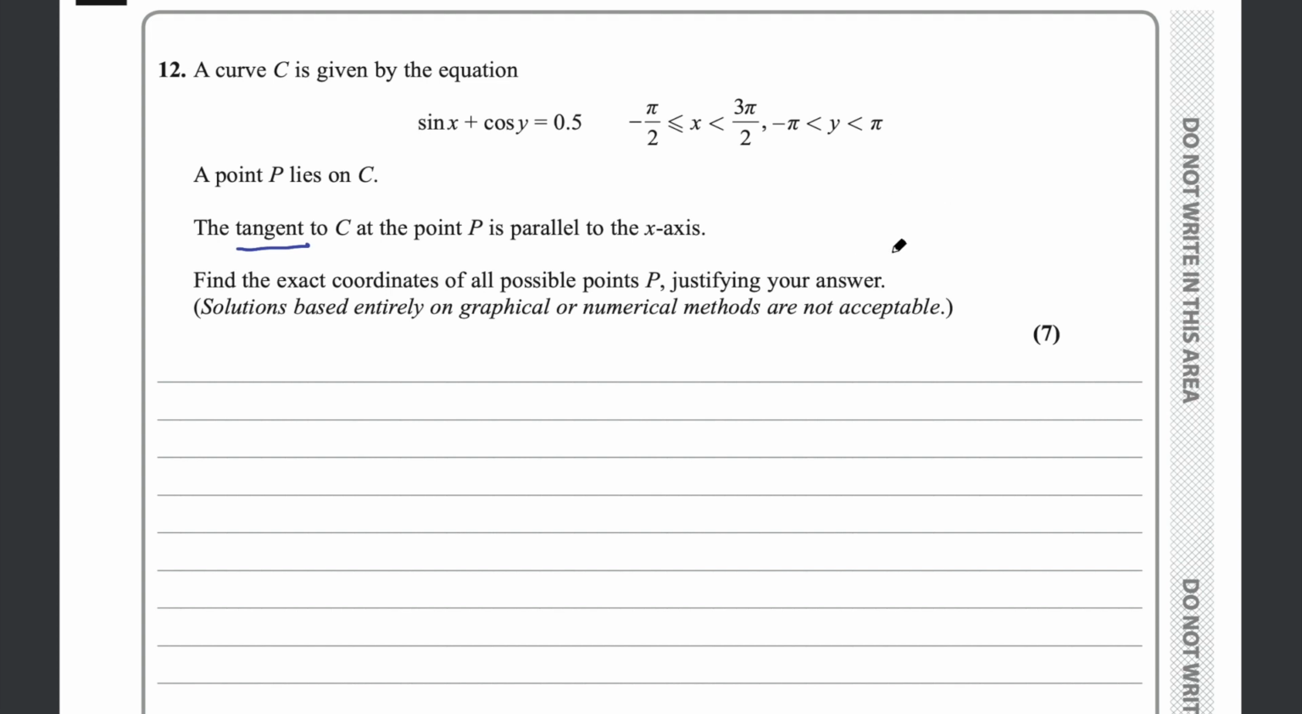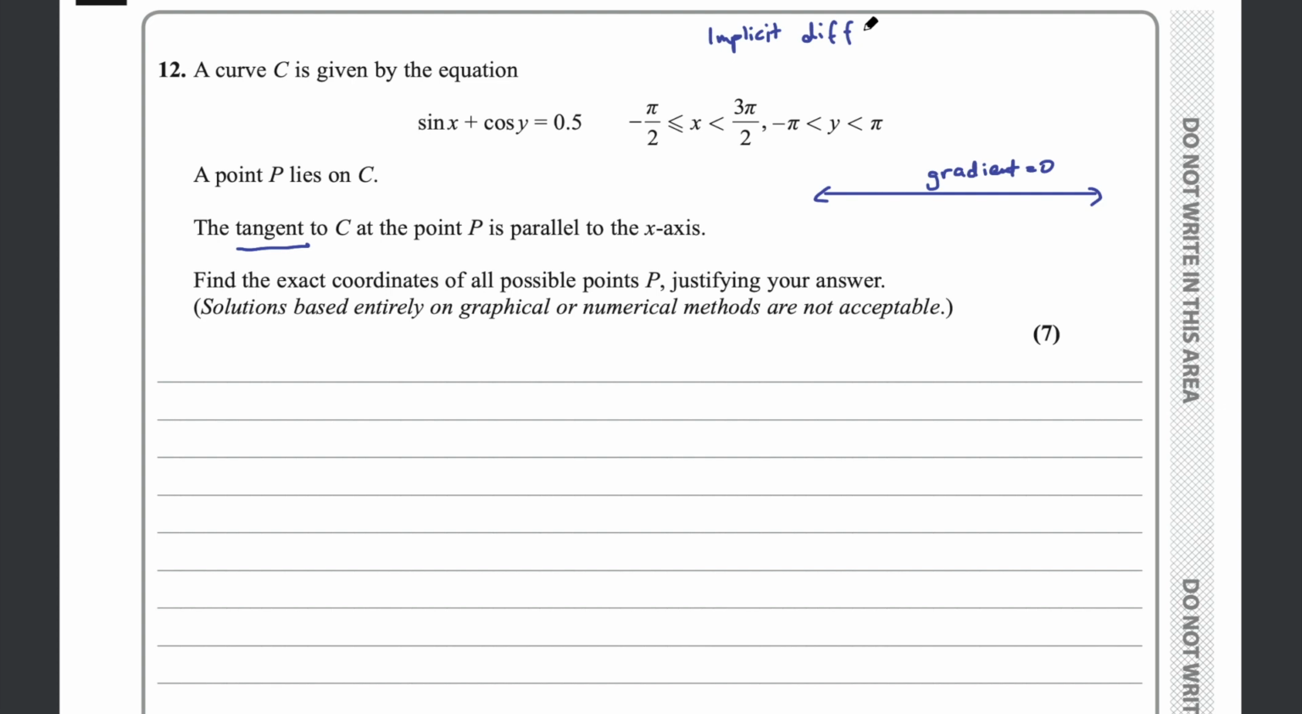So when the tangent is parallel to the x-axis, that means it's horizontal. The gradient of that line is 0. So dy on dx will be 0. Okay, so I want to find the derivative of this equation, and I'm going to use implicit differentiation here.